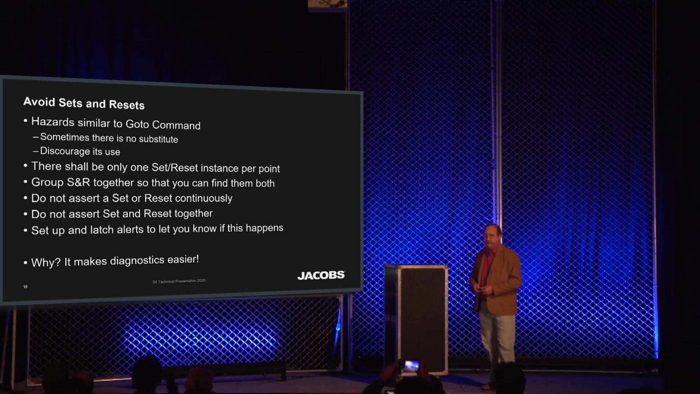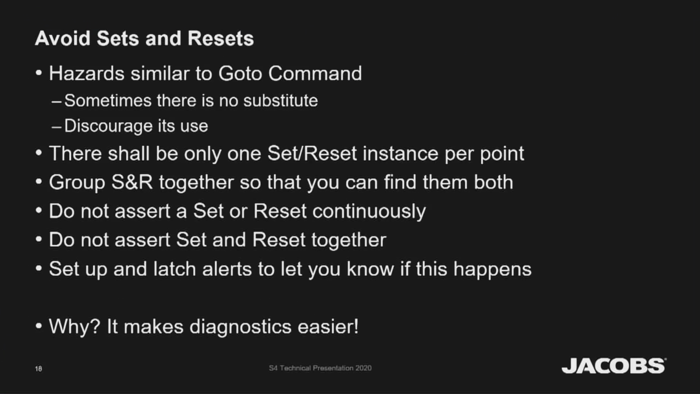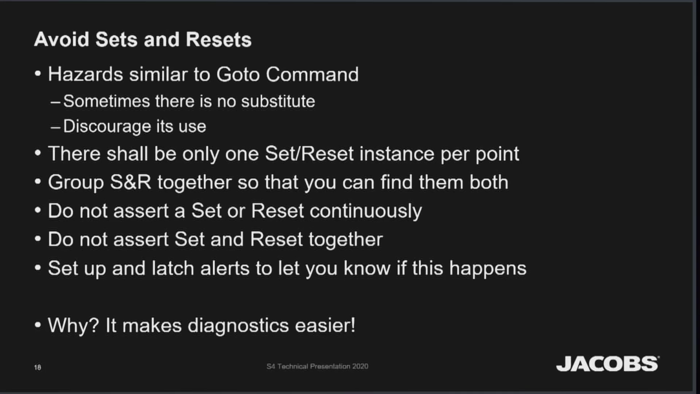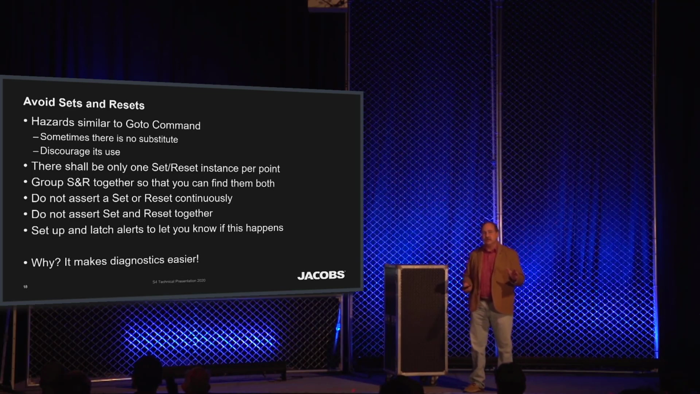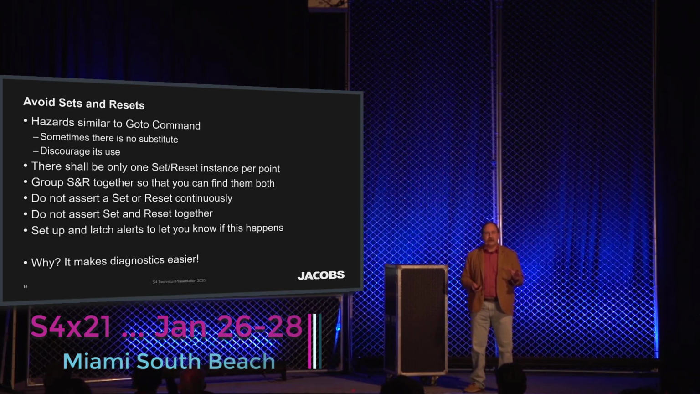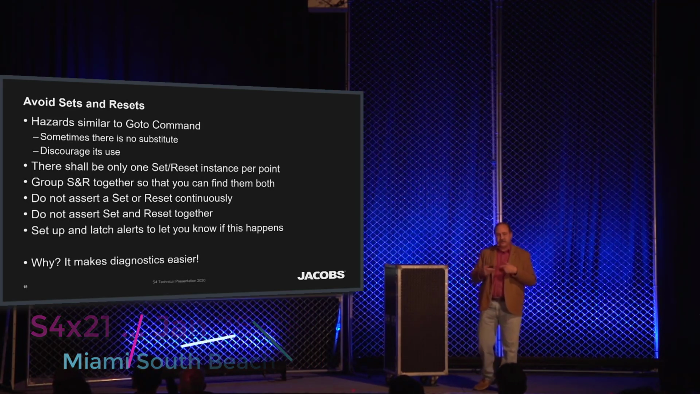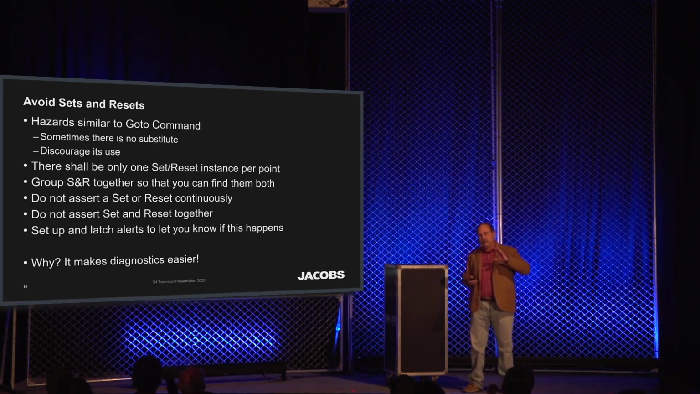Here's another one. This is just for diagnostics purposes. Avoid sets and resets. You're familiar with not using goto in most languages, and sets and resets are kind of like that in the PLC world. There are edge conditions that are different for everybody. Unless you have a burning need to use them, and sometimes you do, you really shouldn't use them. You must also check the sets and resets to make sure that they're not being asserted together, because that's an undefined condition in most PLCs.